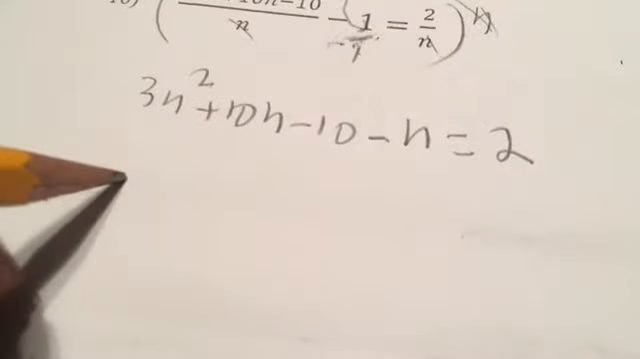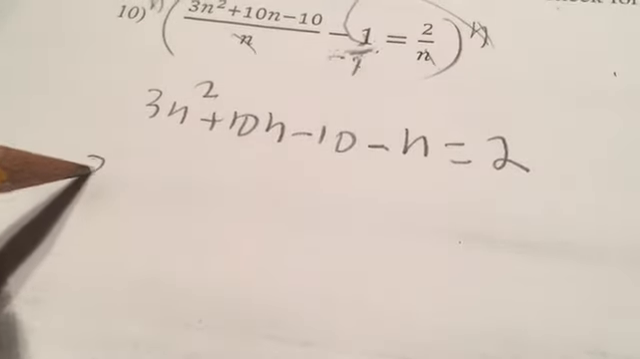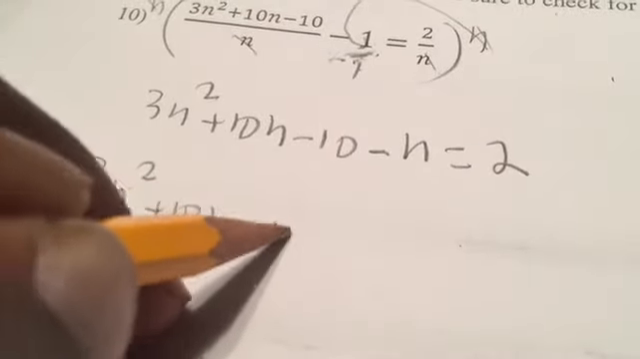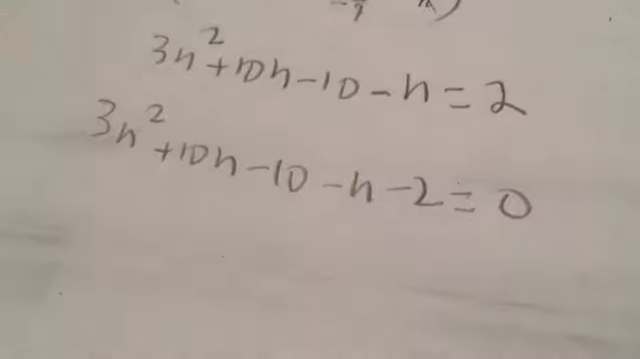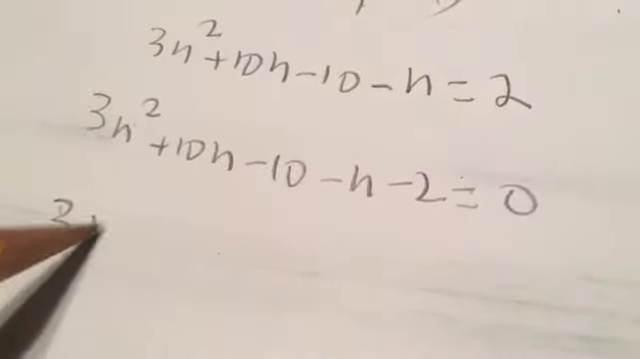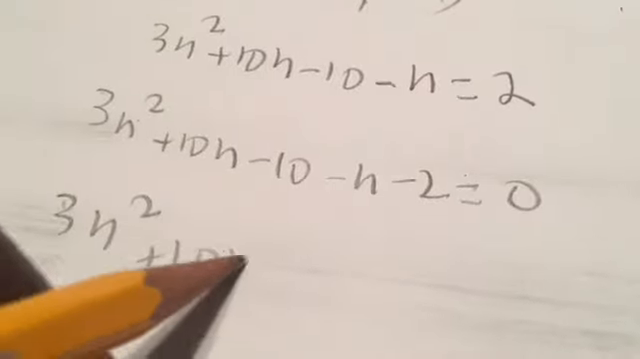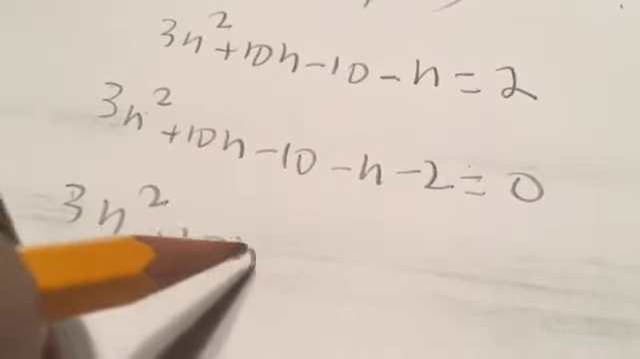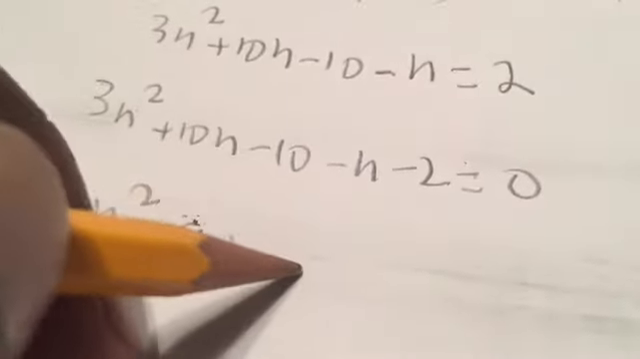So now what we have is we can put all on one side. So we're going to do 3n squared plus 10n minus 10 minus n minus 2 equals 0. And that gives you 3n squared plus 10n, and then negative 10 minus 2 is negative 12. But we're going to put it in order. 10n minus n is 9n, so I should make it easier. Combine like terms, right? Minus 12 is equal to 0. Now look, it's a lot easier.